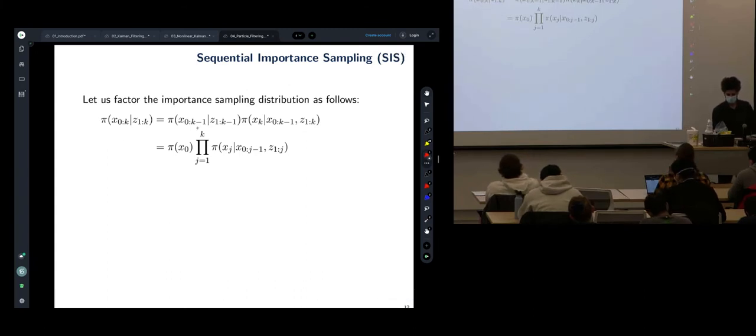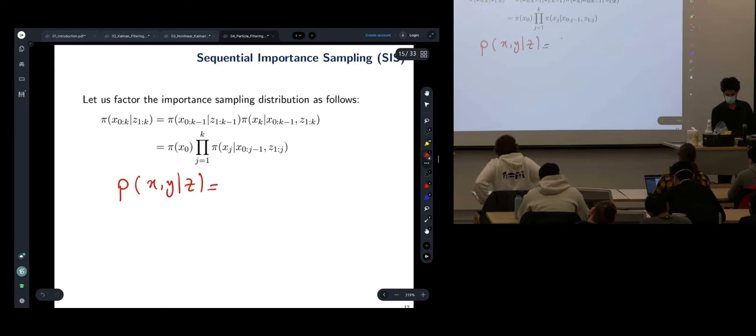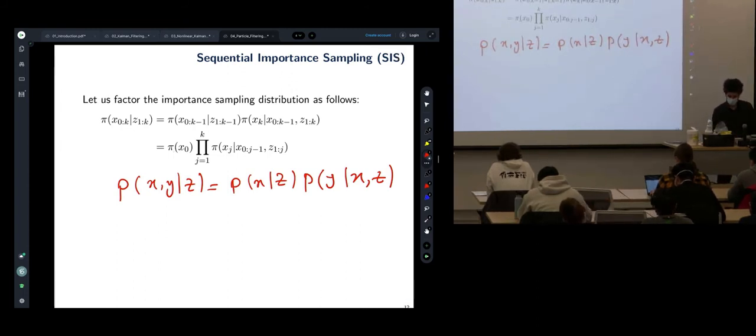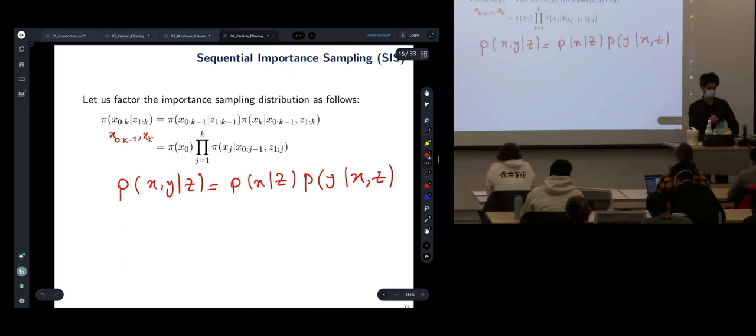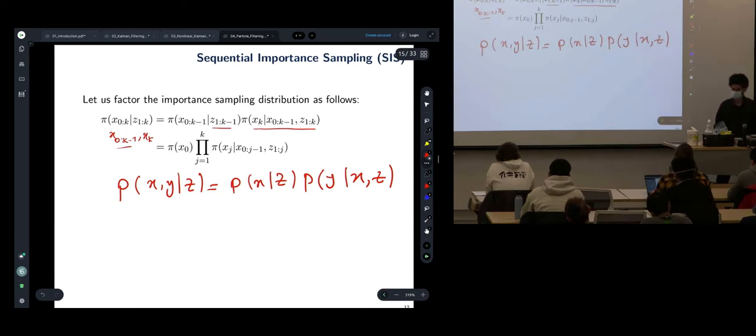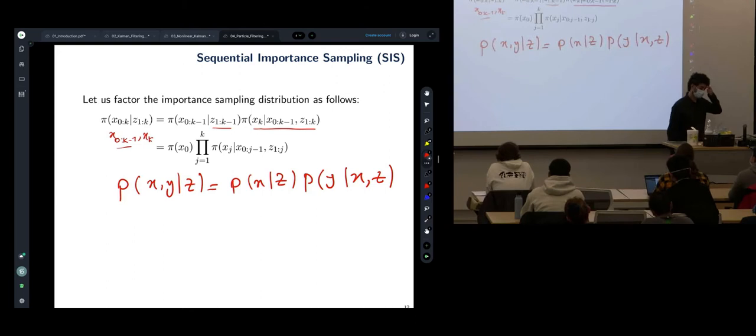This is basically the chain rule of probability, right? If you have P of x and y given z, it's P of x given z times P of y given x and z. That's all I'm doing, first line. So this is x 0 to k minus 1 and xk. Basically, this is the joint distribution for these two variables. So we get probability of xk given everything else times the probability of the other one given everything else.